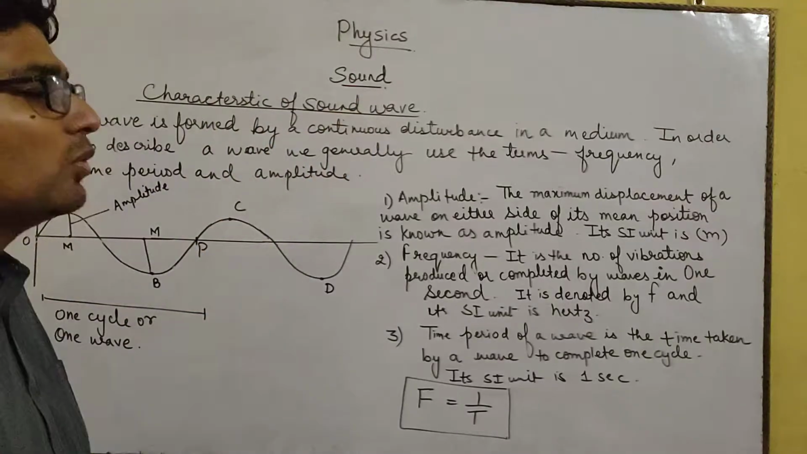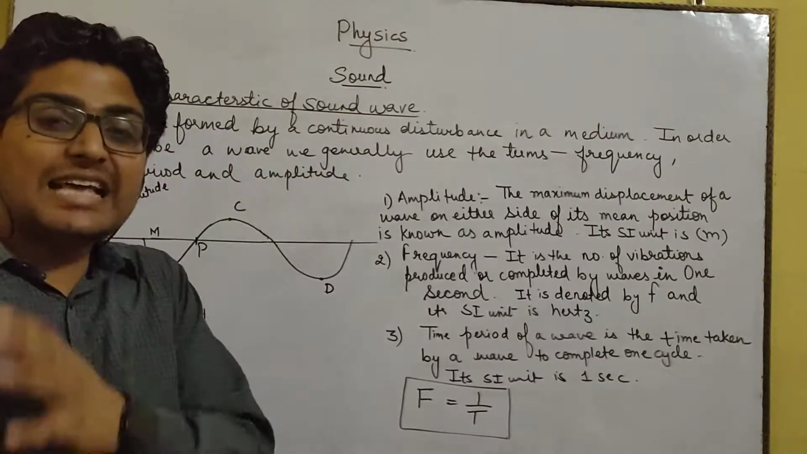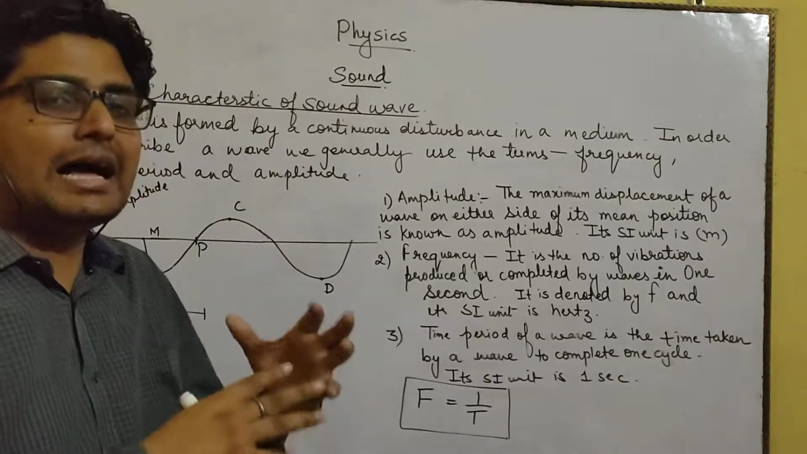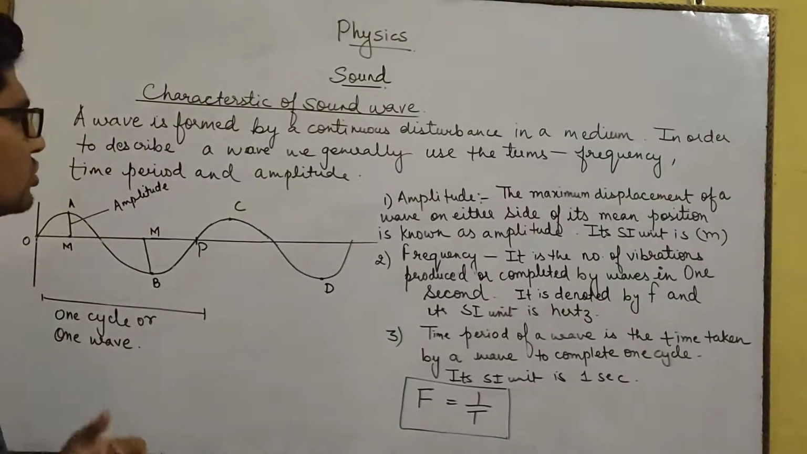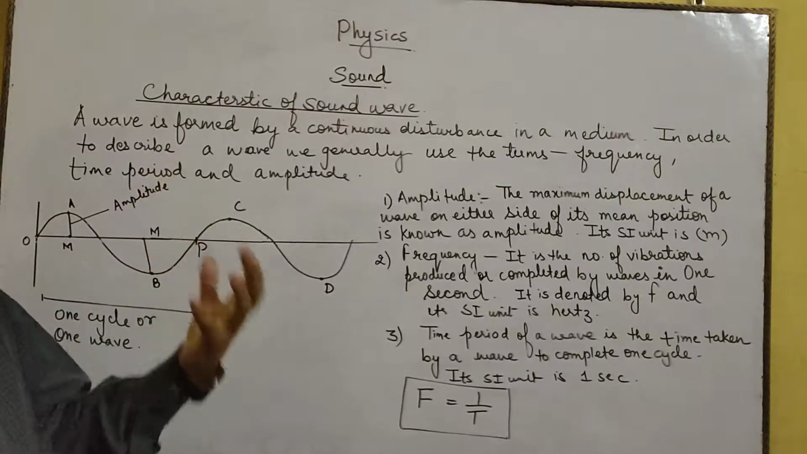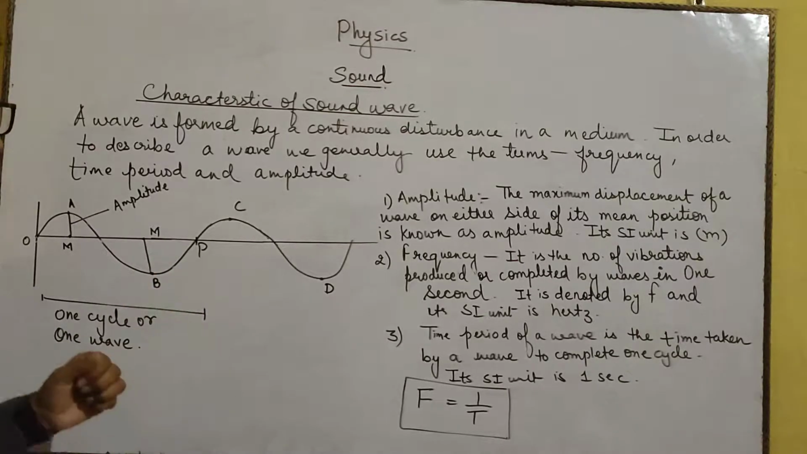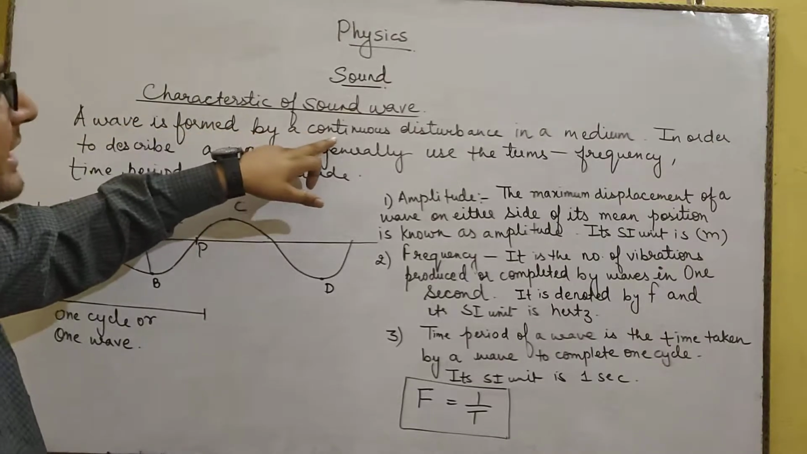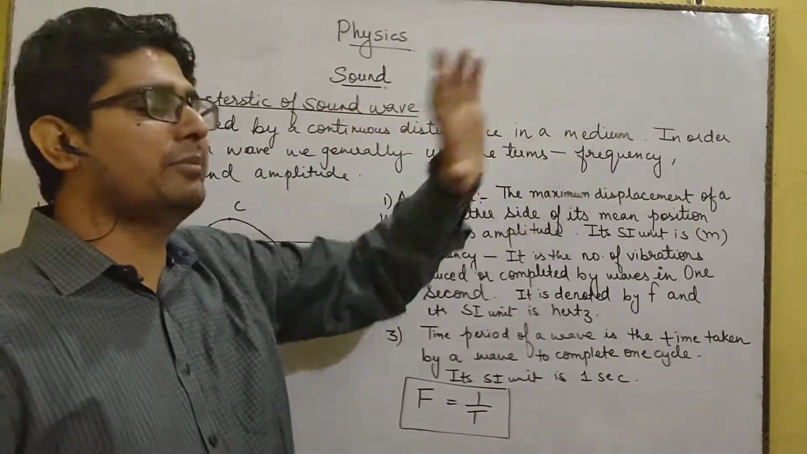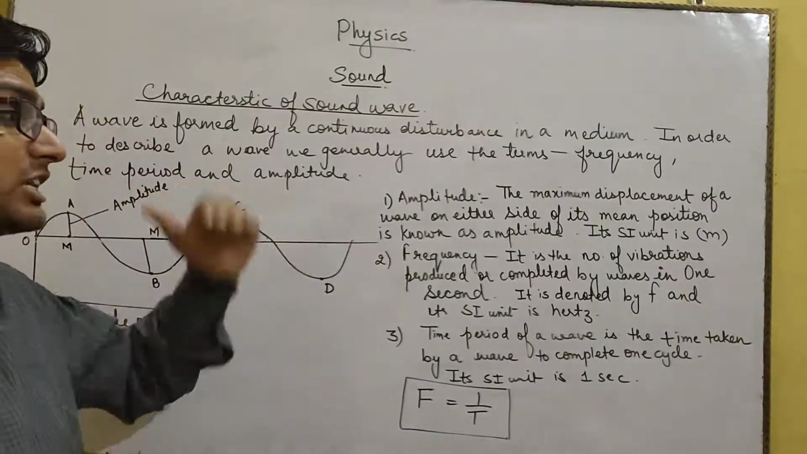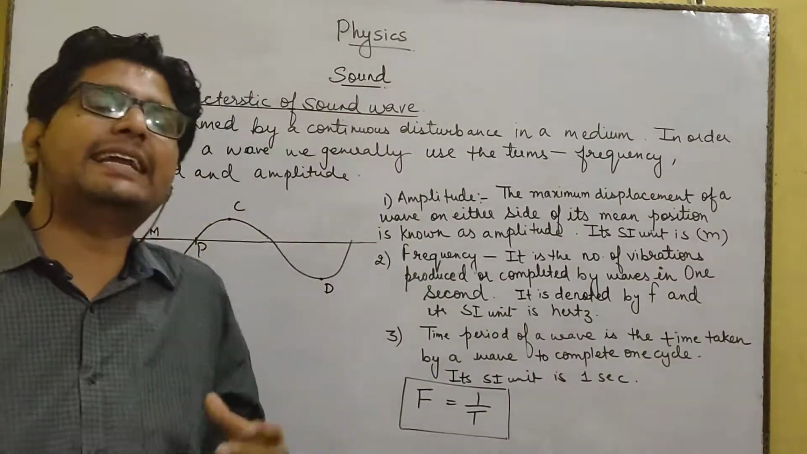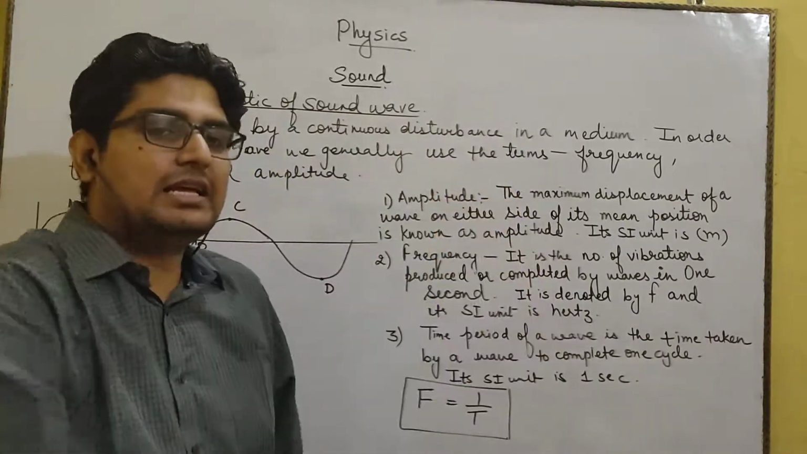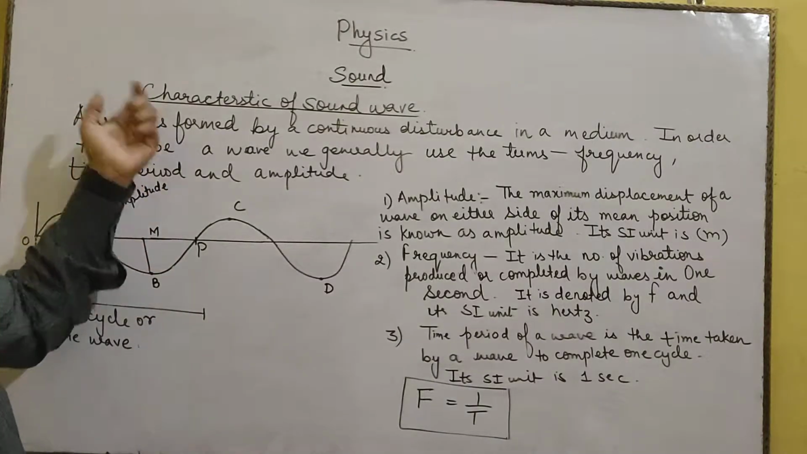So actually what happens, sound travels in the form of a wave. And a wave is actually a disturbance that has been created in the medium. So let us talk about the characteristics of sound waves. What are the different characteristics? First of all, we should know what a wave is. A wave is formed by a continuous disturbance in a medium. If in a medium there is some continuous disturbance and the particles are vibrating about the mean position and the energy is traveling from one place to another, then such a disturbance is known as a wave.